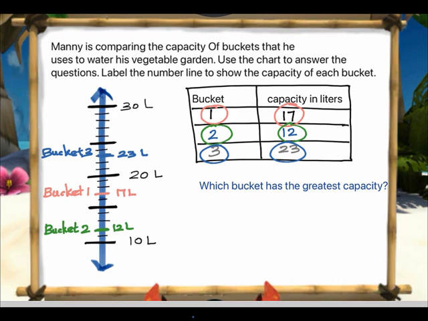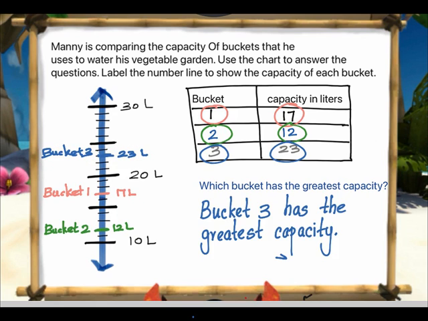So for that, the bucket that has the greatest capacity is bucket 3, because it has the highest quantity of liquid. So the quantity of liquid is highest. So bucket 3 has the greatest capacity.